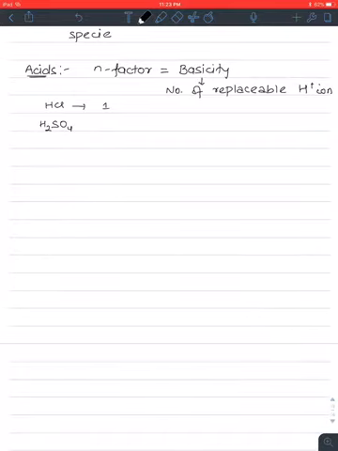If I'm talking about H2SO4, what is the N factor? It is 2, because it is having 2 replaceable hydrogen ions. The structure of H2SO4 is this. These 2 hydrogens are replaceable hydrogens. Which hydrogens are replaceable? We can say the acidic hydrogens are the replaceable hydrogen ions. And which ones are acidic?